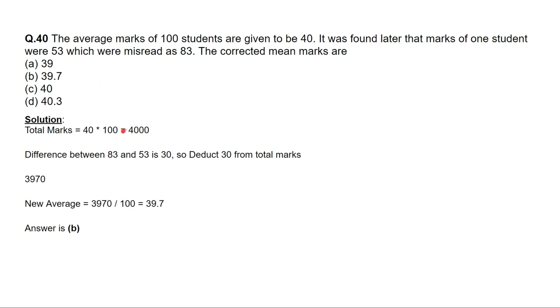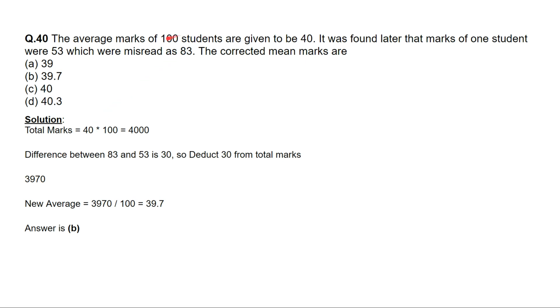Okay, so this is a very simple average question. The average marks of 100 students are given as 40, so the total marks they are getting is 4,000. Now, in this 4,000, they have misread 53 as 83. So that means this total sum has 30 more, so we have to deduct that 30 from this 4,000 to get the correct sum.